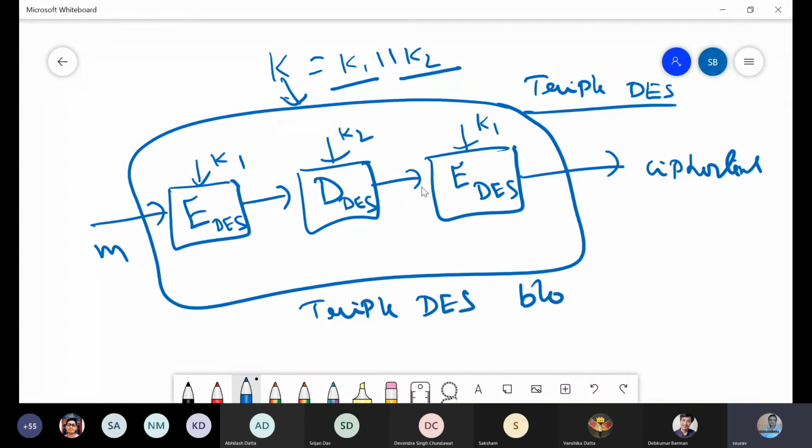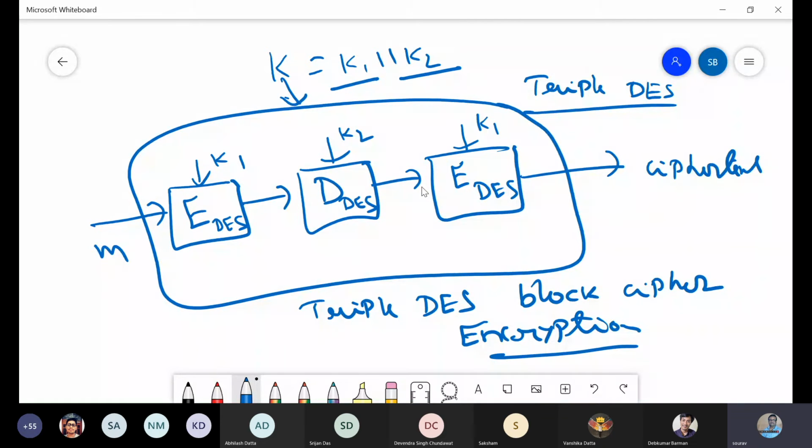Triple DES block cipher, encryption. It is a block cipher which takes a 64 bit plaintext. And what is the key size? The key size is 112 bits, and it gives us the 64 bit ciphertext.